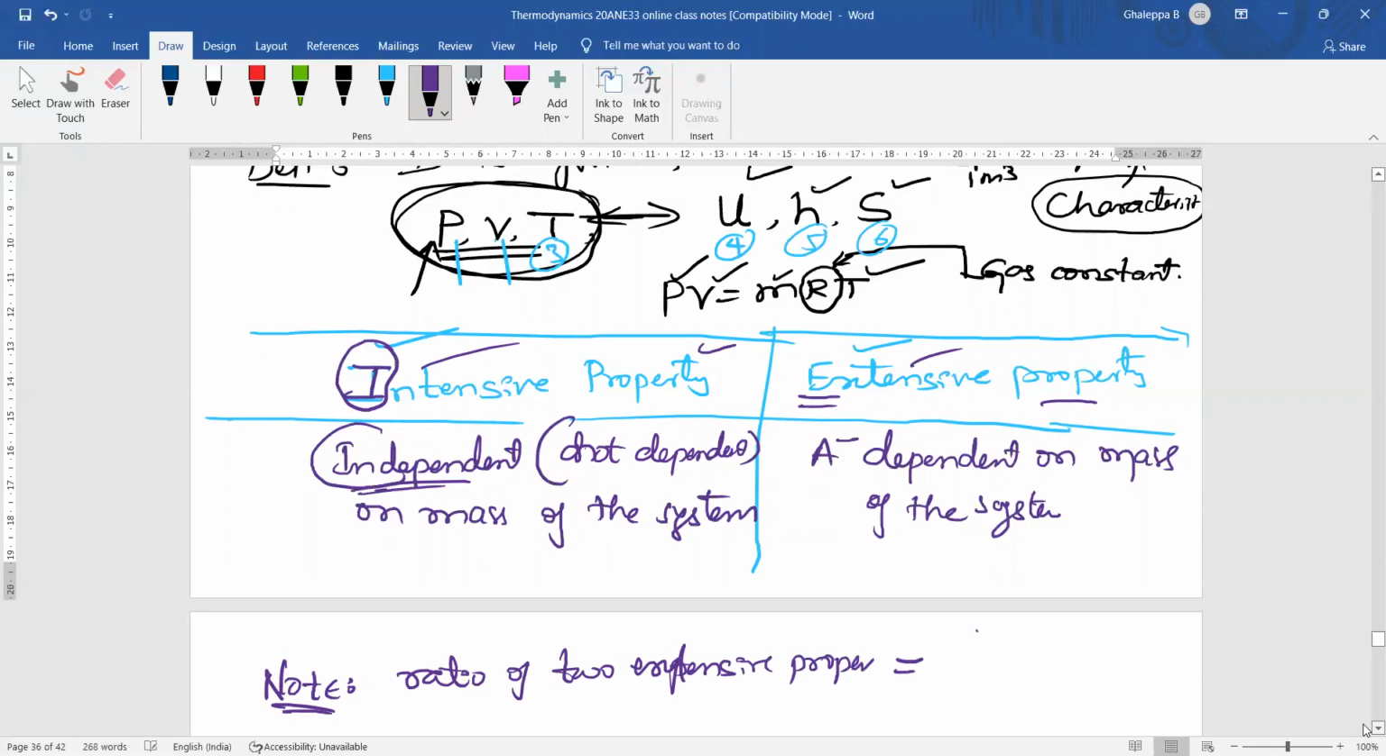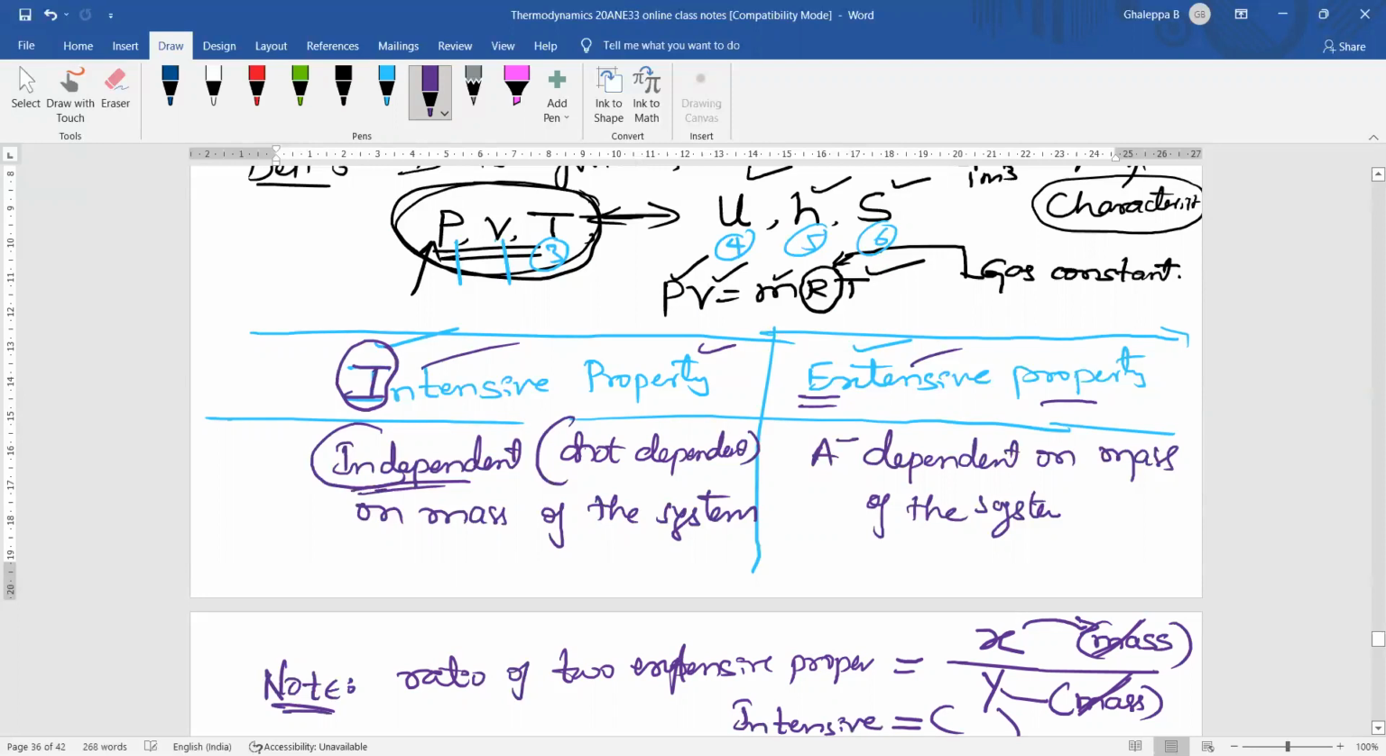For example, assume X is an extensive property. What is X? X is dependent on mass because it is extensive. Mass is there in the numerator. Similarly, Y is also an extensive property. Y is also dependent on mass. So both parameters, numerator and denominator, are dependent on mass. So they get cancelled. Then the final solution will become intensive, because mass in the numerator and mass in the denominator both get cancelled. Then it will become an intensive property.